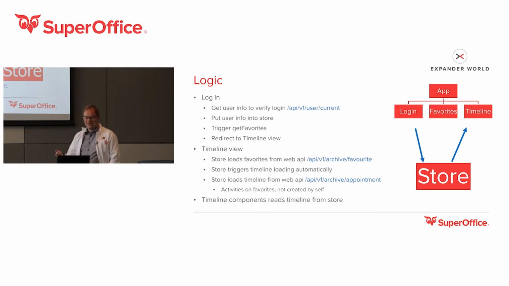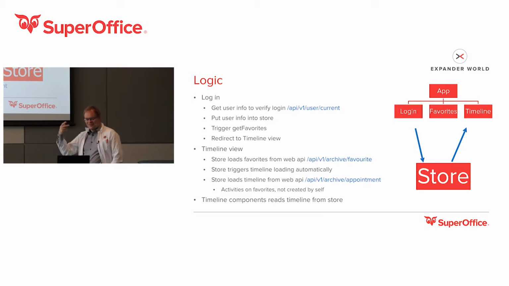And we need that associate ID because we want to get activities created by people who are not us. And so then after we've gotten logged in, we tell the router, go show the timeline view. And kick off the favorites loading. So we haven't loaded favorites yet, so the list of favorite companies. So we need to kick off that activity, go get that information for us.